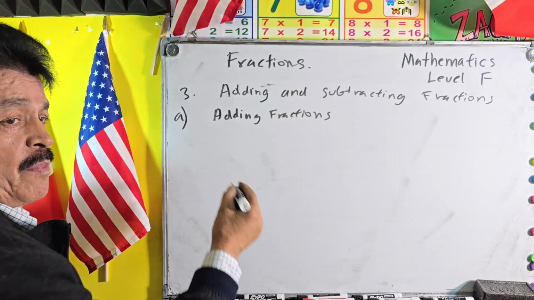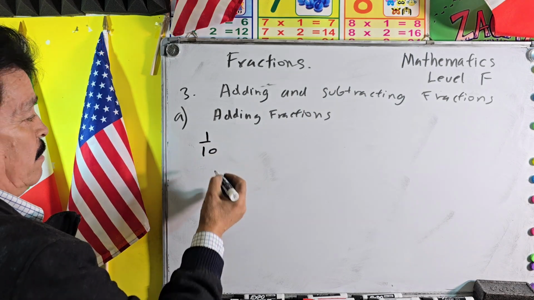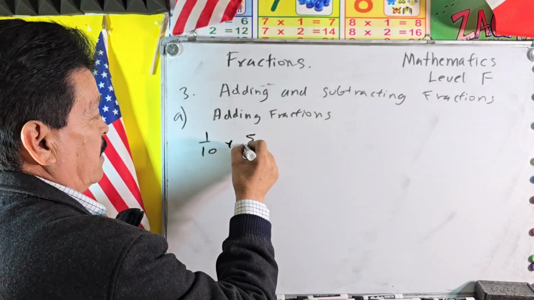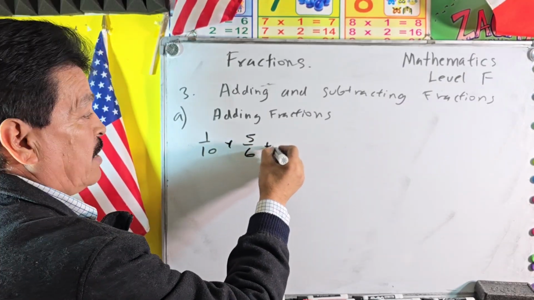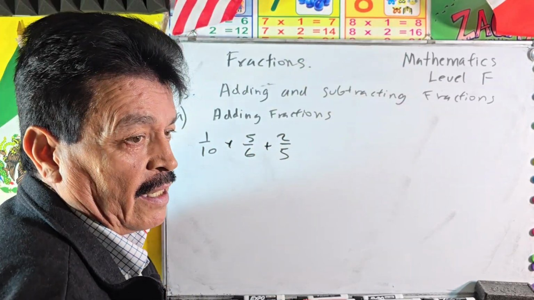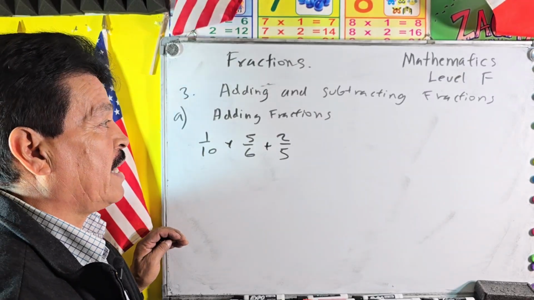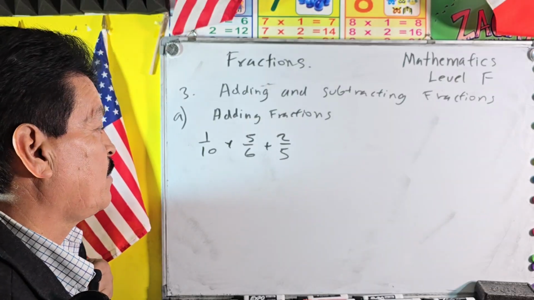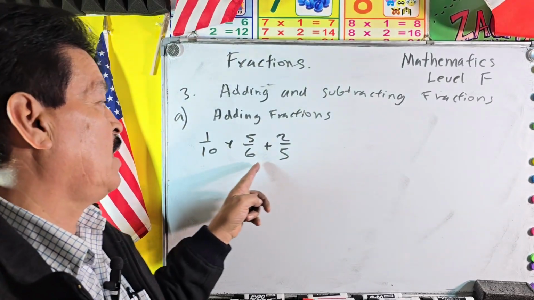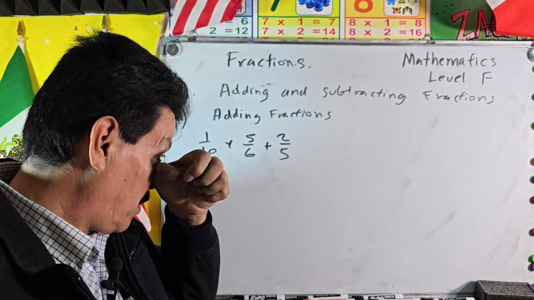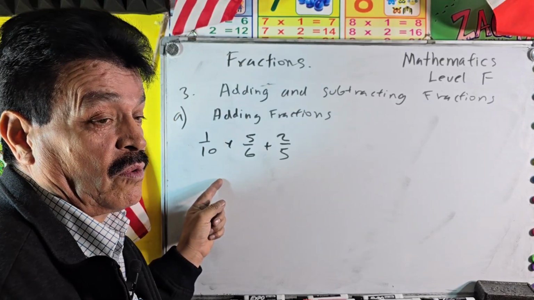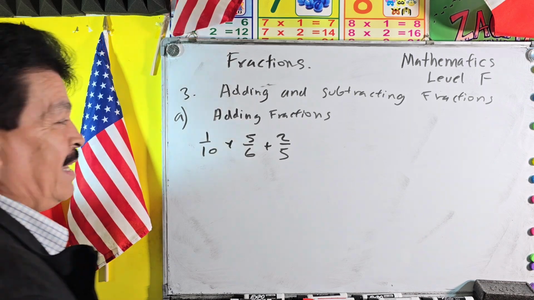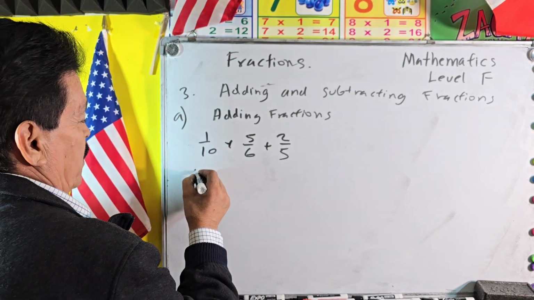For instance, one example here: 1/10 plus 5/6 plus 2/5. So we have the same process that I did before. We have to find the multiples and the common. We have to find the least common multiple.